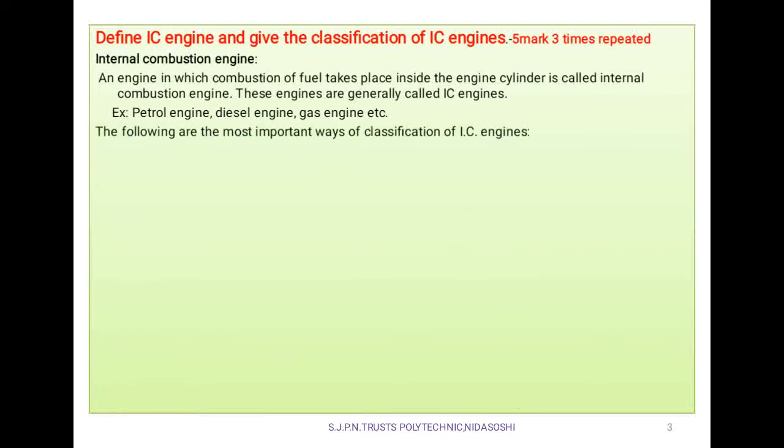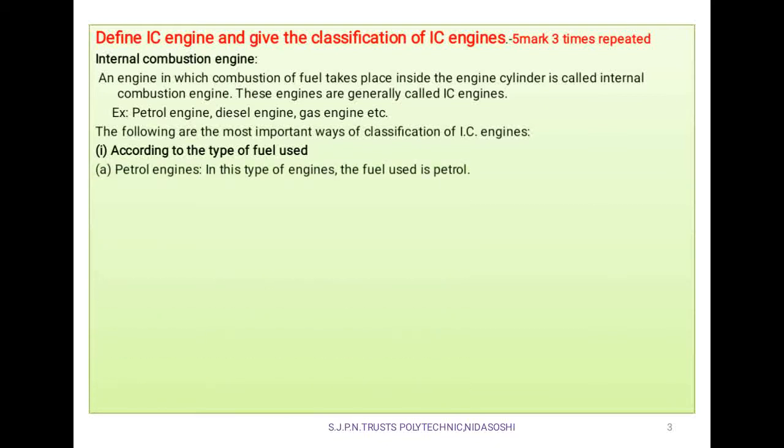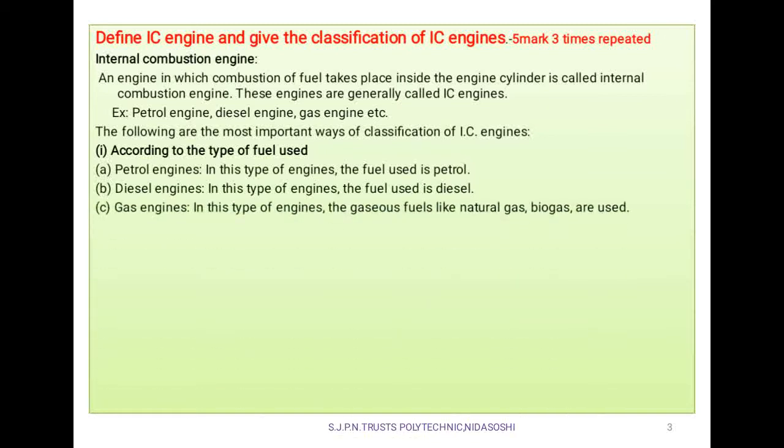Now if you see the classification of IC engine, there are some important ways in which we are classifying the IC engine. The first way of classification is according to the fuel used. Based on which type of fuel we are using, if the fuel used is petrol, then it is called a petrol engine. If the fuel used is diesel, then it is called a diesel engine. If the fuel used is gaseous, then it is called a gas engine. Gaseous means CNG, compressed natural gas, biogas, etc.